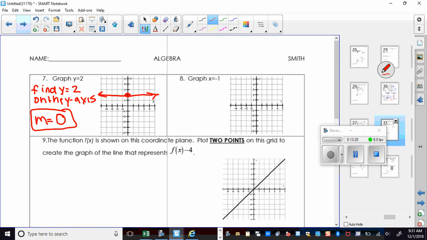For the undefined, for x equals negative 1, my slope is undefined. And I create a vertical line where x equals negative 1. Here, x equals negative 1. Create my vertical line going up and down. And I'm done.